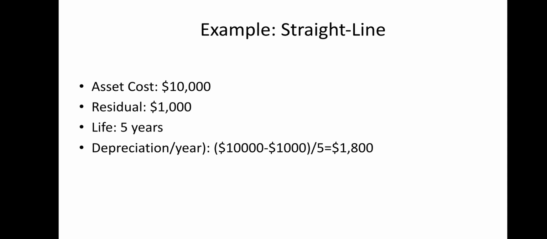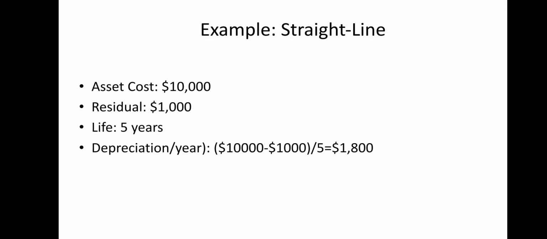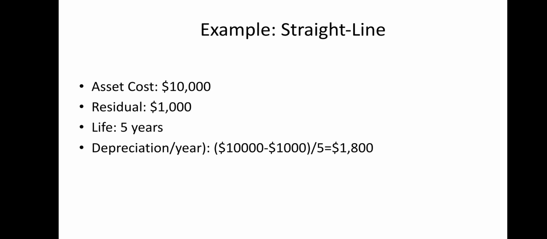The cost of the asset is $10,000, the residual value is $1,000, and the estimated useful life is 5 years. To calculate the depreciation per year, we apply the formula: cost minus residual value, which is 10,000 minus 1,000, divided by its useful life, which is 5. The depreciation over the 5 years is allocated evenly, 1,800 per year.